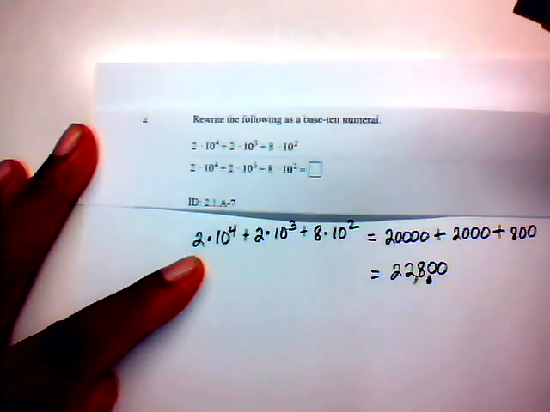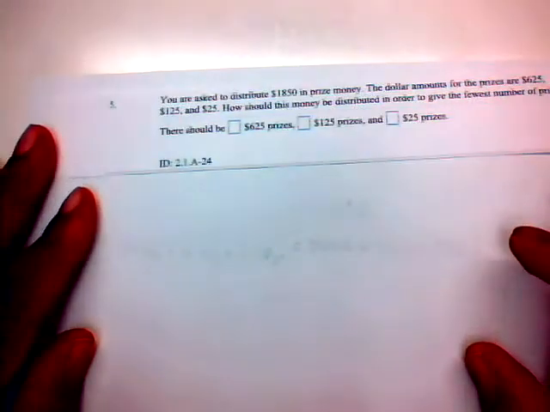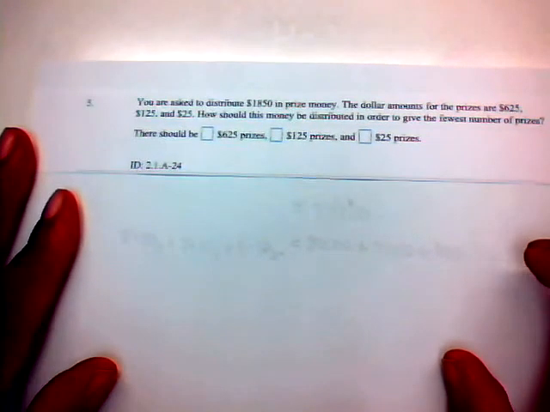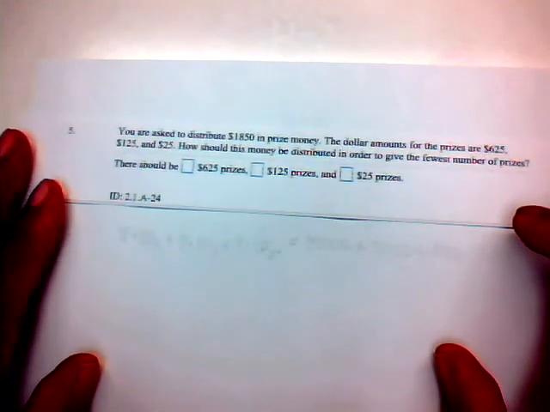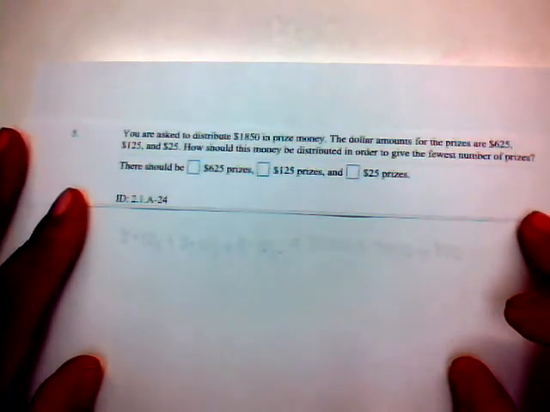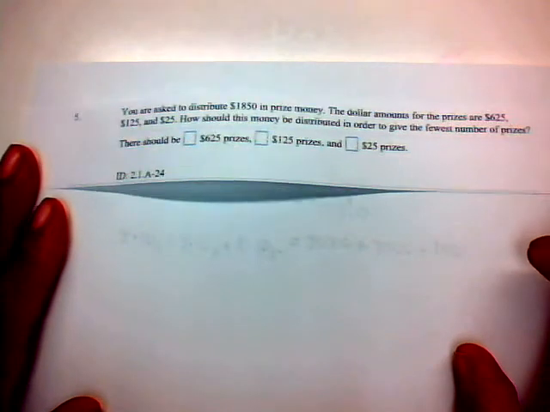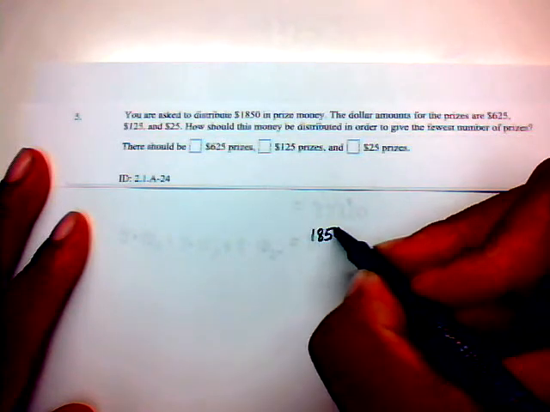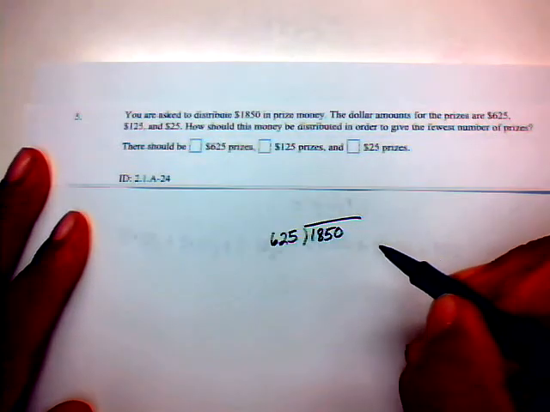Okay, and finally, problem number 5. You are asked to distribute $1,850 in prize money. The dollar amounts for the prizes are $625, $125, and $25. How should this money be distributed in order to give the fewest number of prizes? Okay, now in this case, this is going to be a division problem. So the first thing we'll do is take the 1850, divide that by 625.